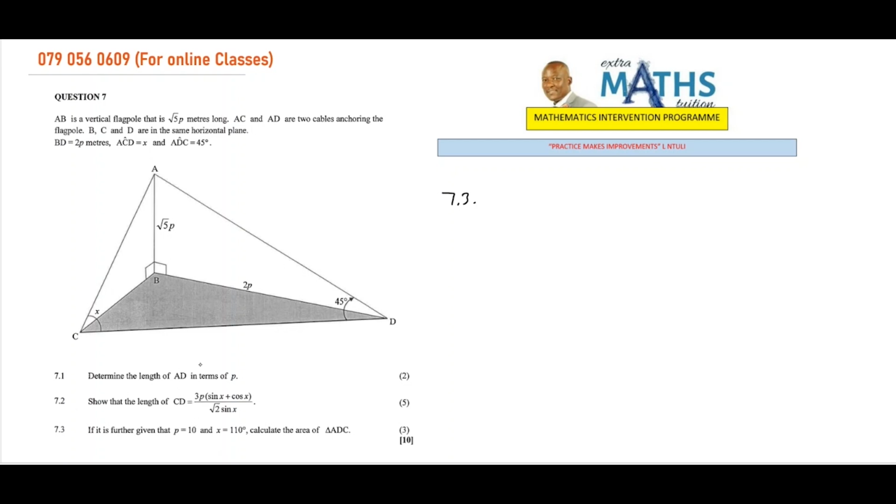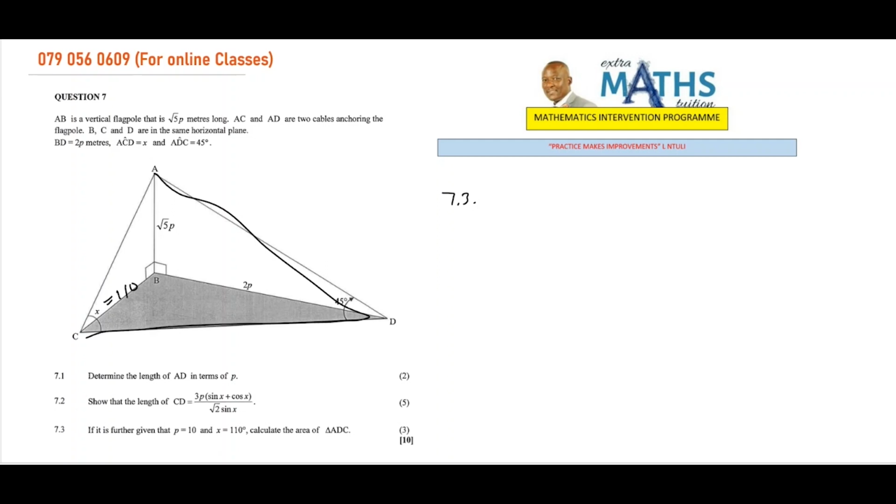It is further given that p is equal to 10. It means instead of p, I will put 10. And x equals 110. Calculate the area of ACD. Area of ACD. What you need to remember is the area rule, guys. We need to remember the area rule.